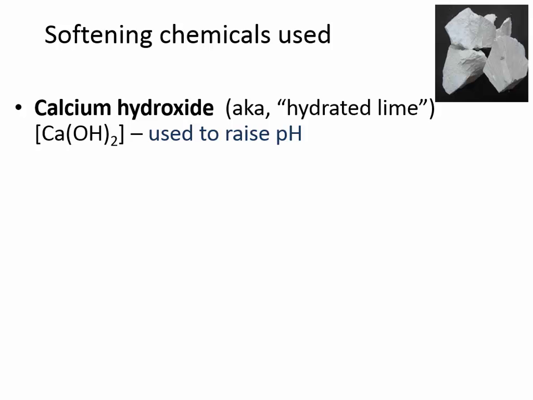The first of these, calcium hydroxide, raises the pH. And this is a base. Sometimes it's known as hydrated lime. In our in-class exercise, I'm going to say how much lime should be added. We're talking about this.